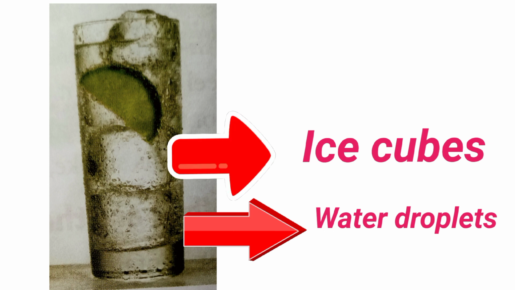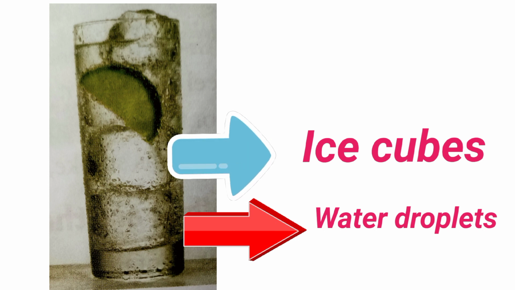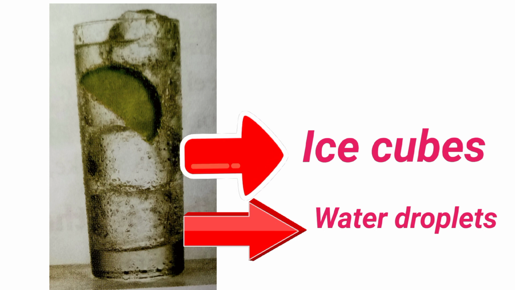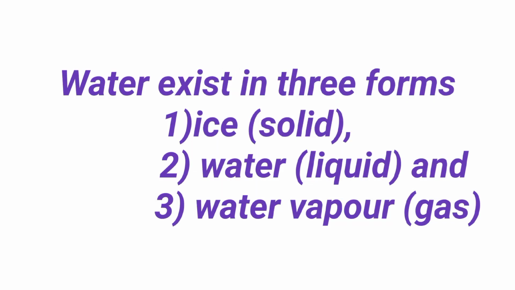Water vapor present in the air comes in contact with the cold surface of the glass. The water vapor condenses into droplets of water seen on the outside. This shows that the air contains water vapor. Water exists in three forms: ice as solid, water as liquid, and water vapor as gas. In nature, we see these forms of water in the water cycle.